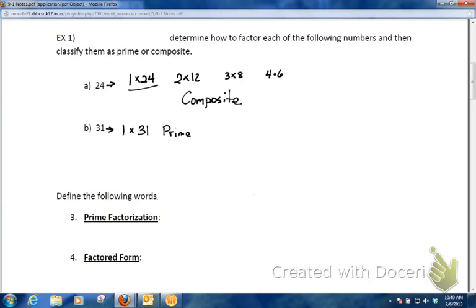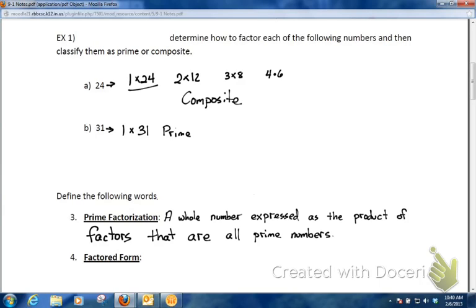Okay, so we're going to move on and do some more definitions. The next definition is prime factorization, and here you go. The definition of prime factorization is a whole number expressed as the product of factors that are all prime numbers. So copy that down, and then we'll explain that more in a minute. But think about what that means. A whole number expressed as the product of factors that are all prime numbers. We're also going to mark out factored form. We're not going to talk about factored form in this section, just prime factorization.